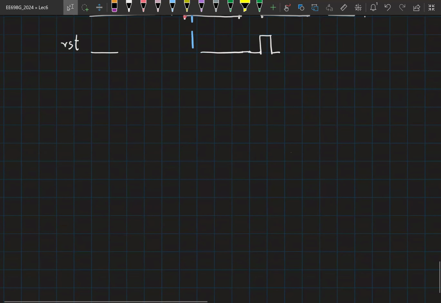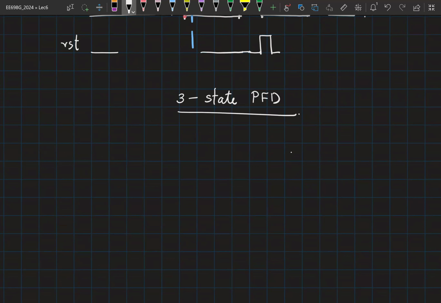Now, let me tell you why this is called a three-state PFT. Any guesses? Three signals, right? Those are three signals. We are looking for some reason, three states, right? So you have up and down. I can tell you that up and down is what is determining the state of the PFT.